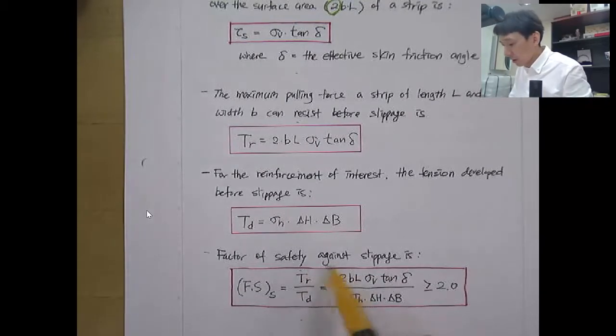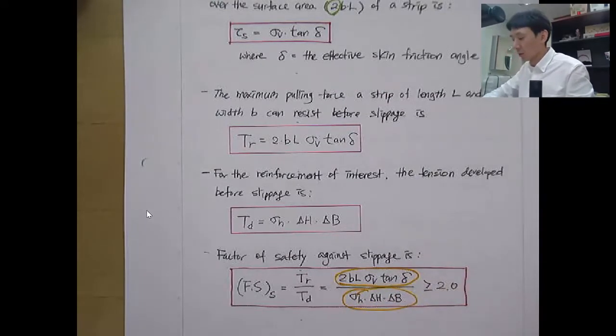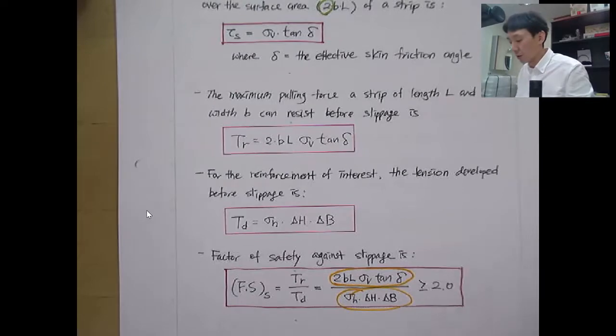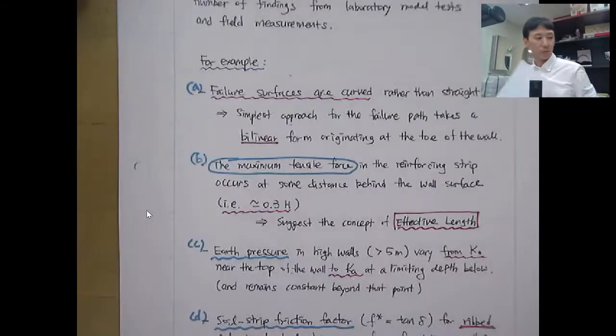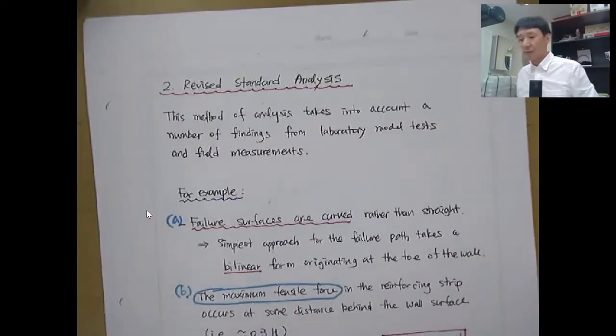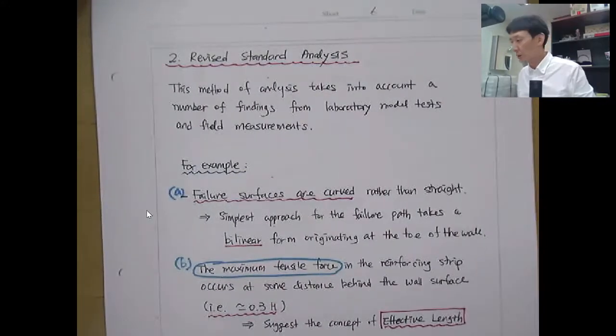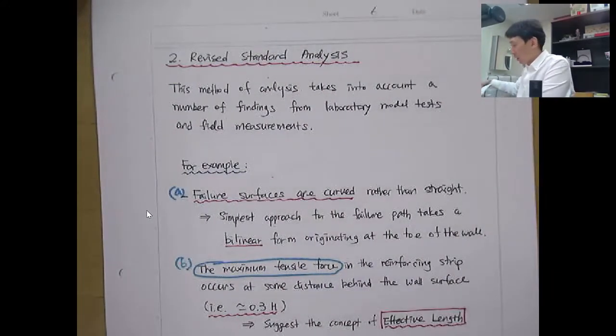So the factor of safety against the slippage will be TR over TD, so resisting force over the driving force: 2BL times σV times tangent δ, over σH times ΔH times ΔB. So this will be the driving force, and this is the resisting force. And the factor of safety against the slippage must be greater than 2.0. And that was the original standard analysis.